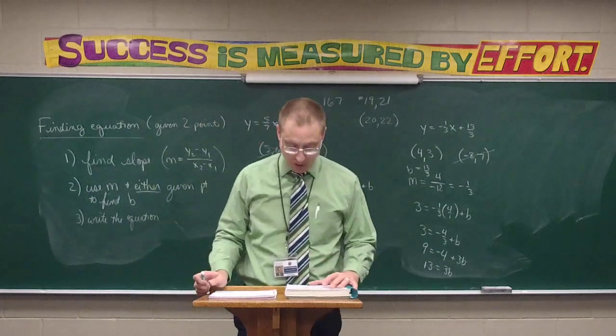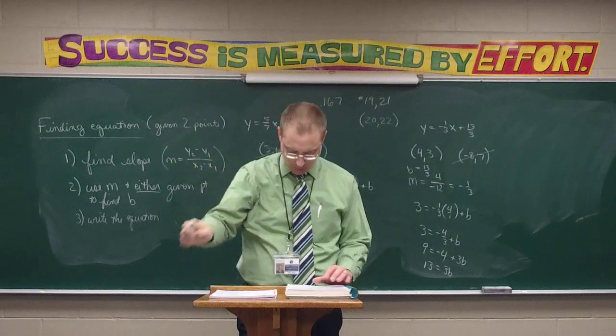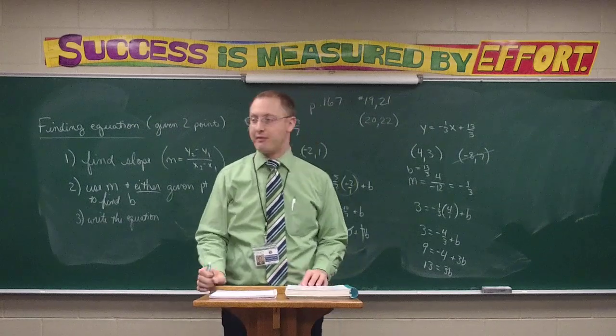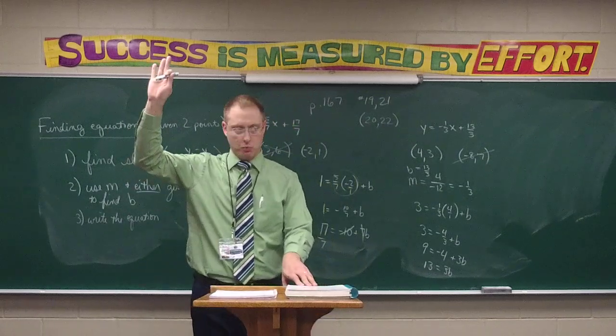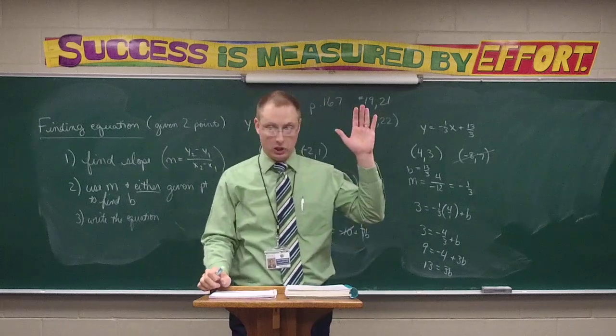Let's take a look at number 20. How many finished number 20? All right, let's go to Audrey. What did you get? Y equals 1/2 x minus 5. Good. Y equals a half x minus 5. How many also got that? Those who made it to 20. All right, anyone try 20 but you didn't get that answer, you need to see it worked.